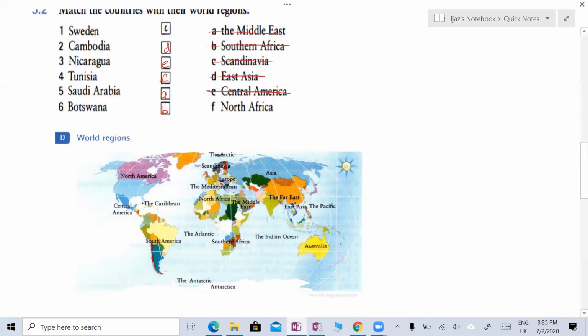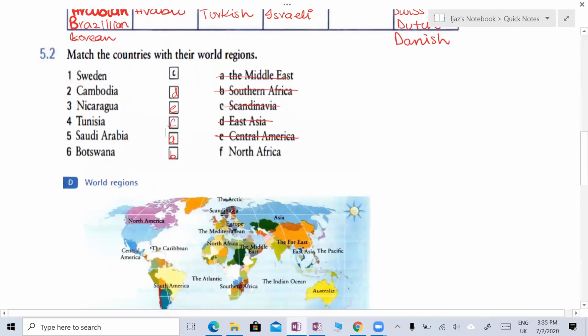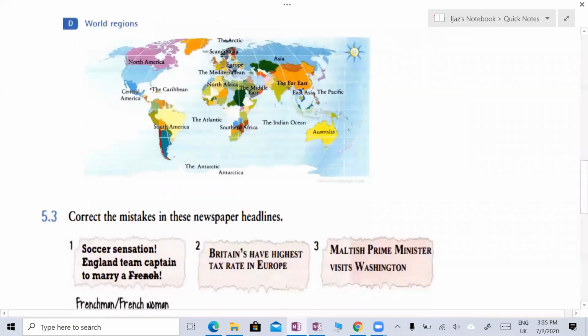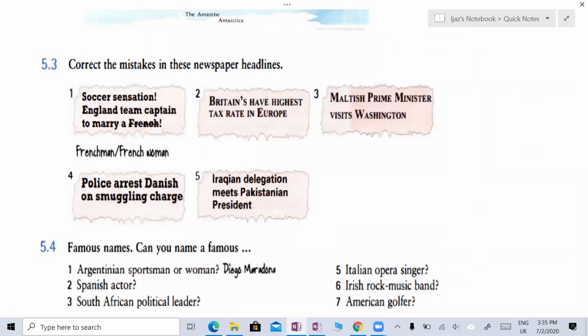Next one. So we are done with all these here. We can repeat one more time. Number 2 is D, number 3 is E, number 4 is F, number 5 is A, and number 6 is B. Okay, we move on. There is another question here. It says, correct the mistakes in these newspaper headlines. So, Mariam, can you read number 1 and 2, and we can find out what the mistake is here?